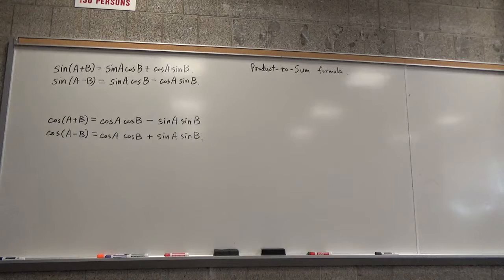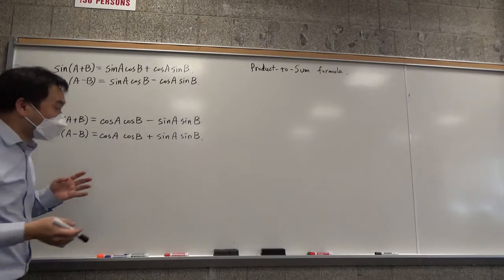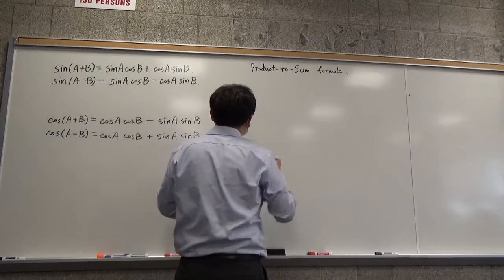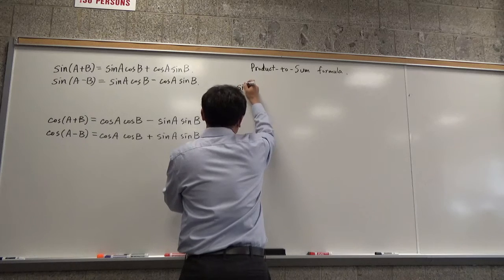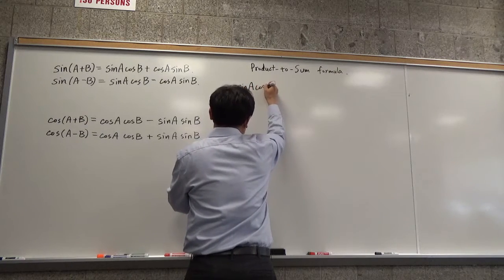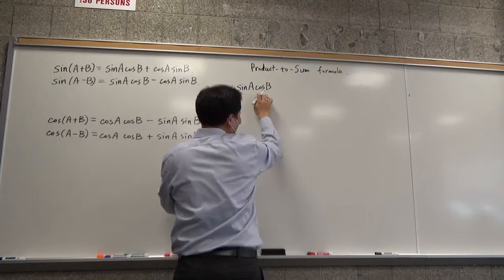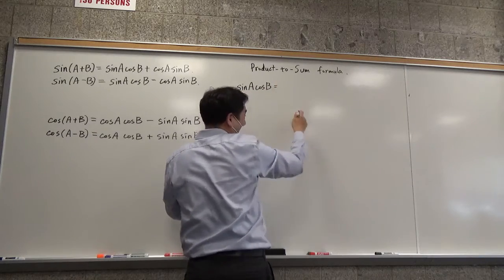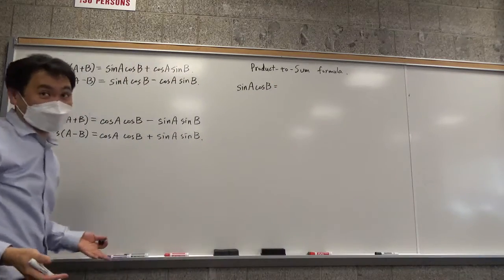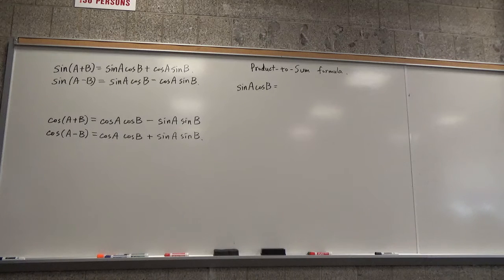Okay, product to sum formula. This is about representing a product of two trig functions, say sine A times cosine B, as a sum of two trig functions. And the way you do it is by first writing down the sine sum formula, the sine difference formula, all these. You should write these down first.